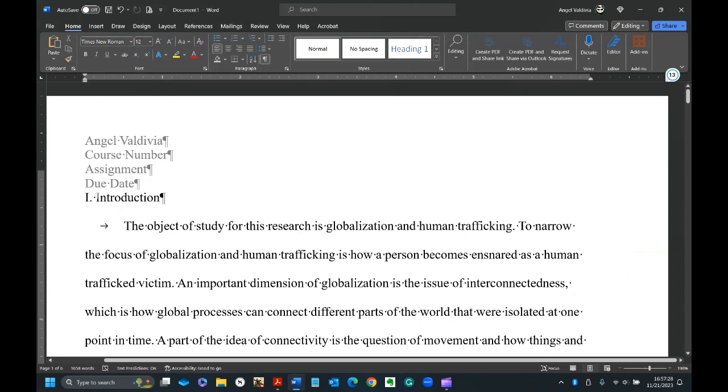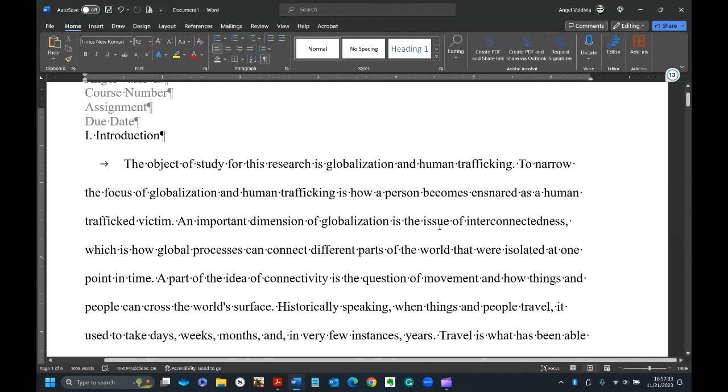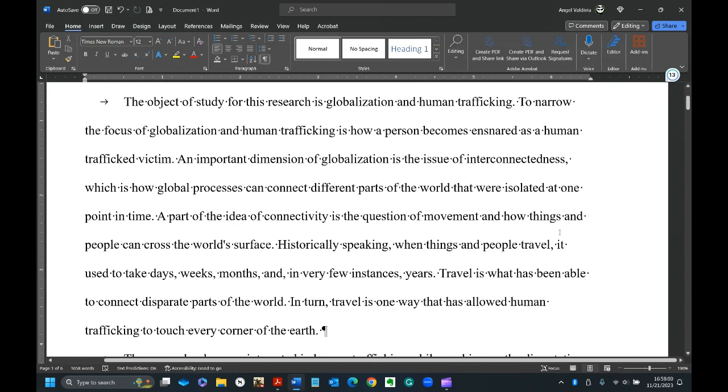All right. So then here's my heading, Roman numeral 1, Introduction. So now I'm going to read the introductory paragraph for my study. I wrote, the object of study for this research is globalization and human trafficking. To narrow the focus of globalization and human trafficking is how a person becomes ensnared as a human trafficked victim. An important dimension of globalization is the issue of interconnectedness, which is how global processes can connect different parts of the world that were isolated at one point in time.